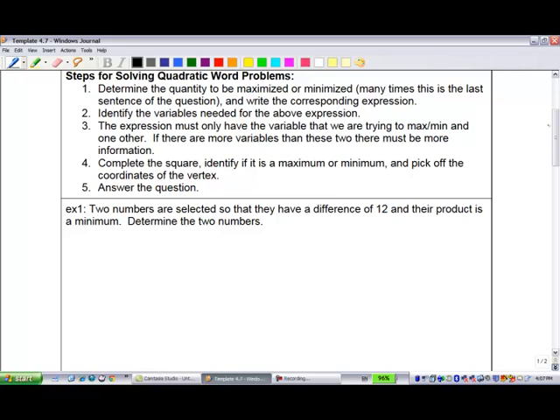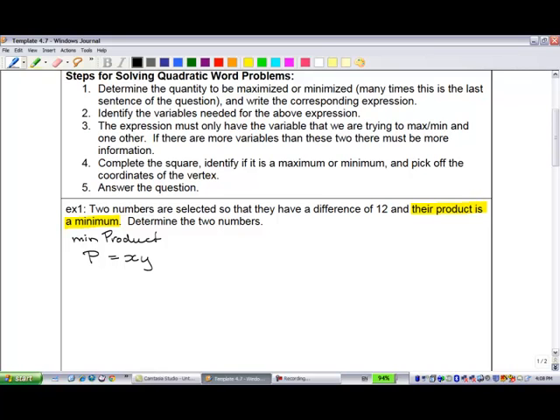So when I read this, two numbers are selected so that they have a difference of 12 and their product is a minimum. Okay, so what they want is their product is a minimum. So what we're trying to do is minimize a product. Now product, what does product mean? Product is multiplication of two things. Which two things? Probably the two numbers. So the product is going to be x times y. And P is what we're trying to minimize.